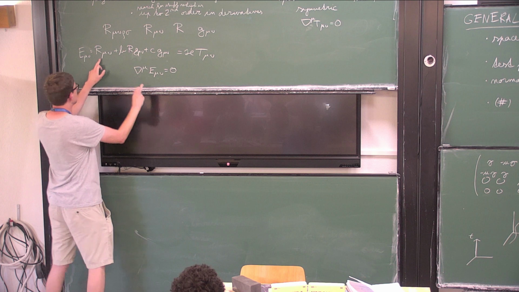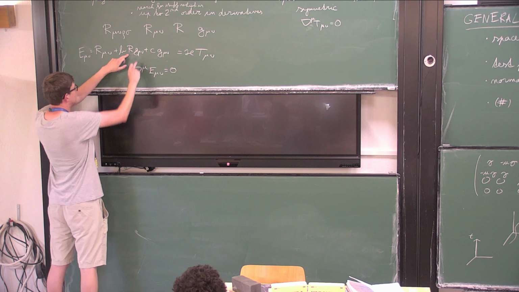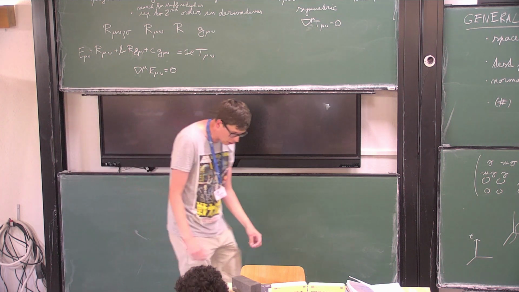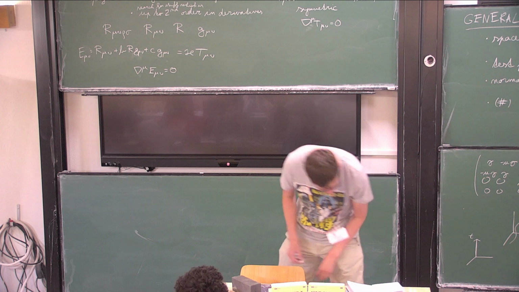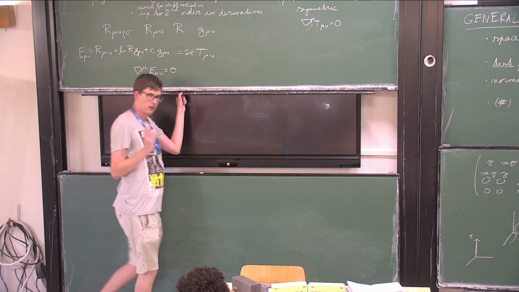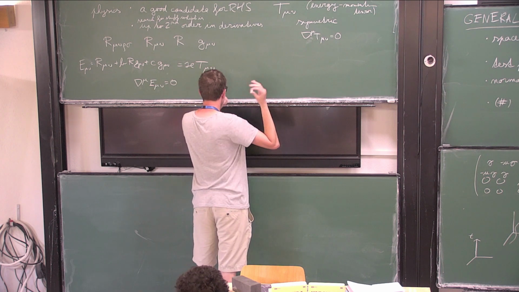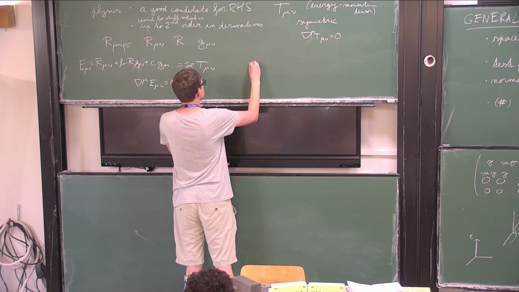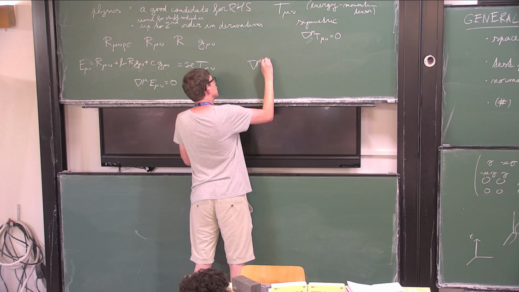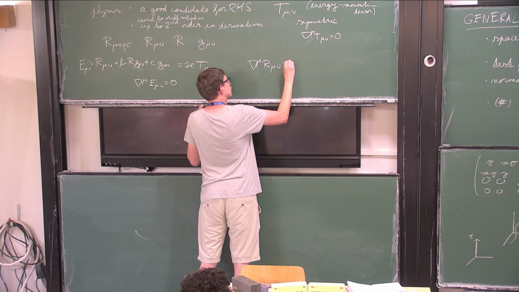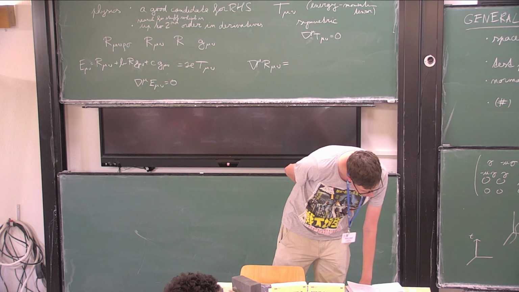But there I will have some nasty expression of this guy hitting the Riemann and this guy hitting the scalar curvature. And here I will use something that I have not derived, but I saw it in the exercises in the preceding sheet. There is a thing called the contracted Bianchi identity, which I will just state and not prove.